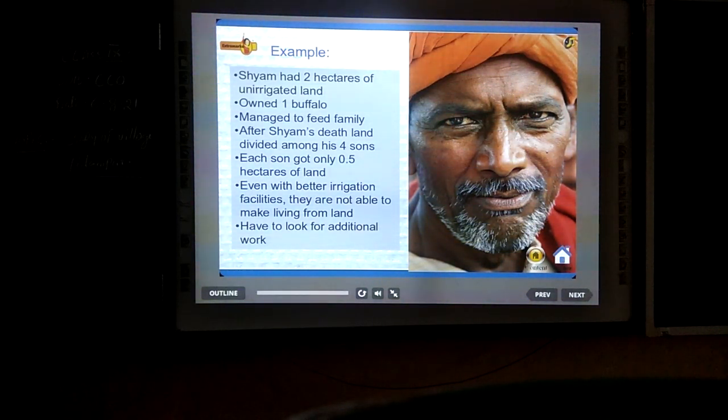See how a poor fellow is maintained. Shyam had 2 hectares of unirrigated land, owned one buffalo, managed to feed family. After Shyam's death, the land was divided among his 4 sons. Each son owned only 0.5 hectares of land. Even with better irrigation facilities, they are not able to make a living from land. Have to look for additional jobs. That means 0.5 hectares of land is not sufficient. So therefore, he is finding other sources of income by doing other activities.